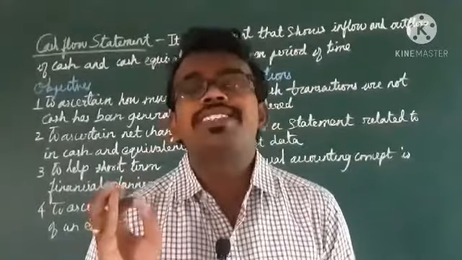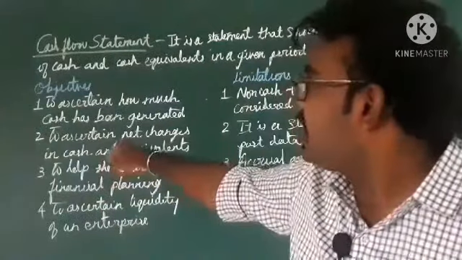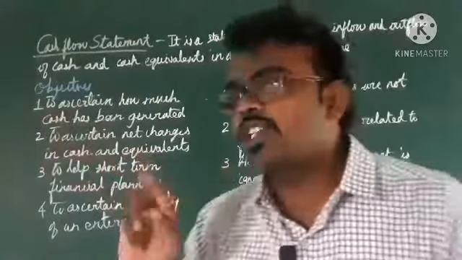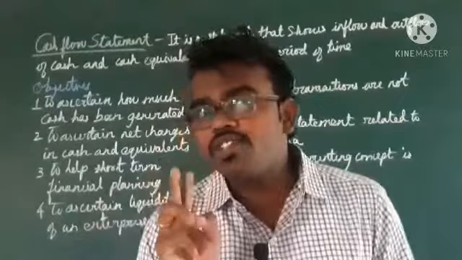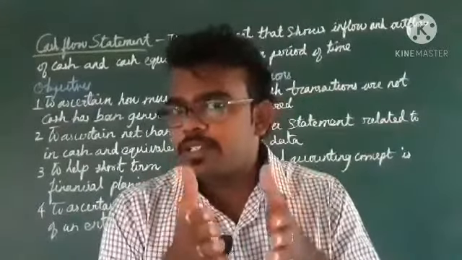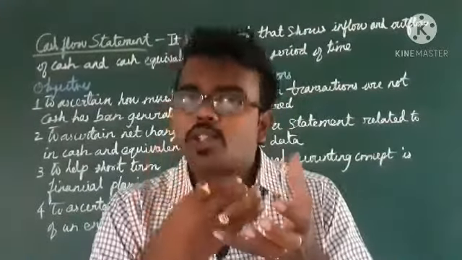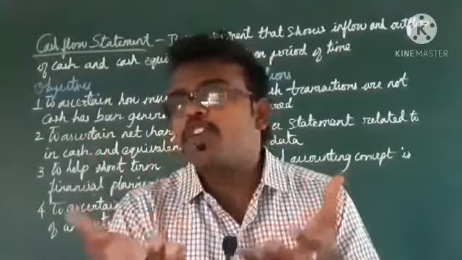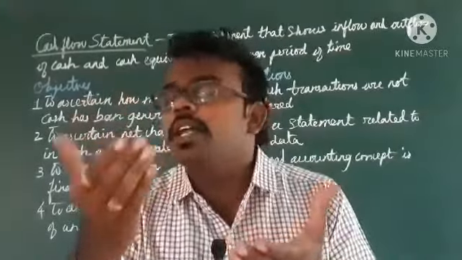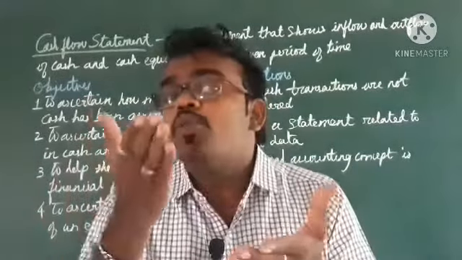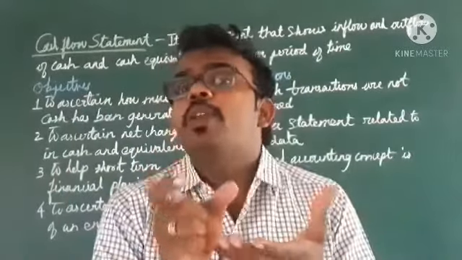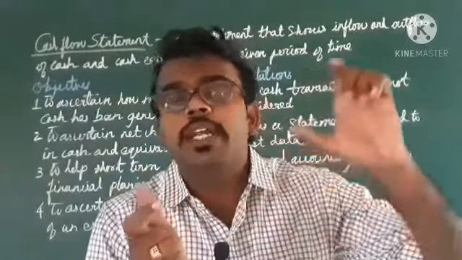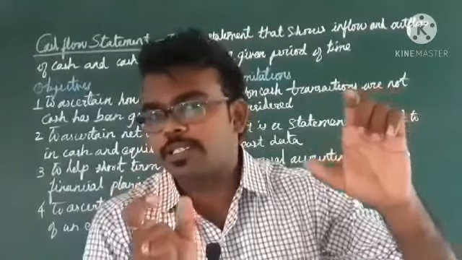So, the next objective we have here is net changes in cash and cash equivalents. See, the net changes means as a business there will be purchases also, there will be sales also, there will be income also, there will be expenses also. To make a profit, in simple words, income should be greater than the expenses.